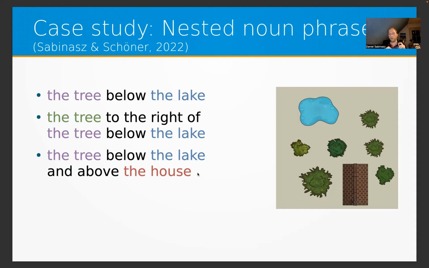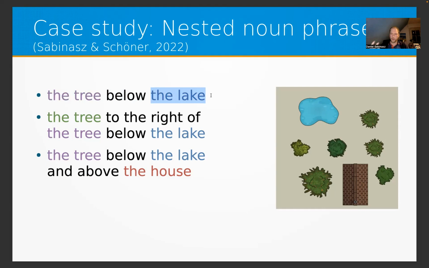So an example for that would be the tree below the lake. Yeah, so below the lake is a so-called prepositional phrase, and that is a part of the noun phrase, the tree below the lake. So the whole phrase describes an object and contains a prepositional phrase as part. And importantly, the prepositional phrase below the lake contains another noun phrase as part, namely the lake, which is also a noun phrase. And that's why we would call this nesting, because we have a larger noun phrase, which contains a smaller noun phrase as part.